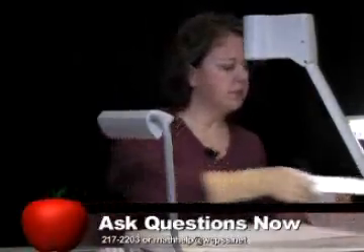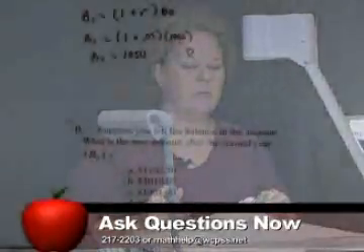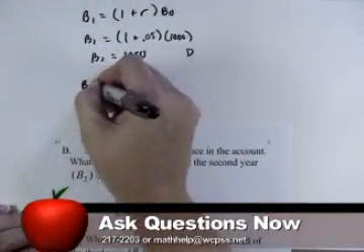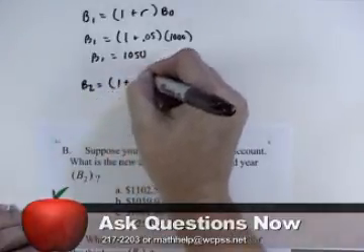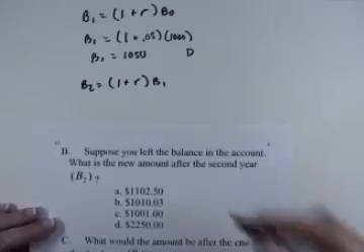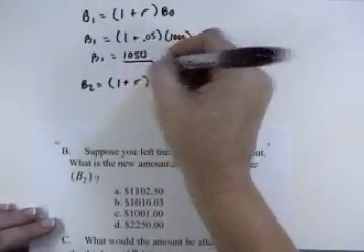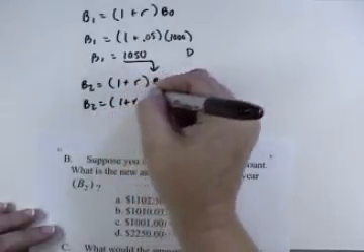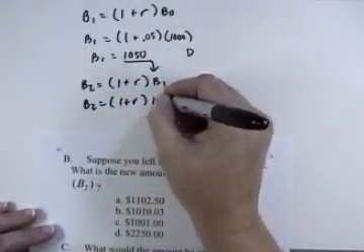But we're not done, because now we have to do part B, which says, suppose you left the balance in the account, what's the new amount after the second year? All right, get organized. The second year is equal to 1 plus the interest rate times the first year's balance. Well, do we know the first year's balance? Yes, we do, grasshopper, right there. So B sub 2 equals 1 plus r times 1,050.